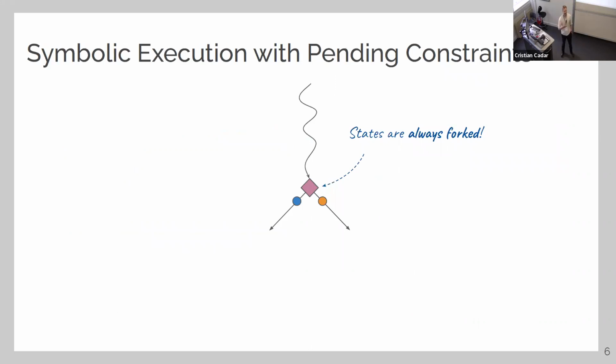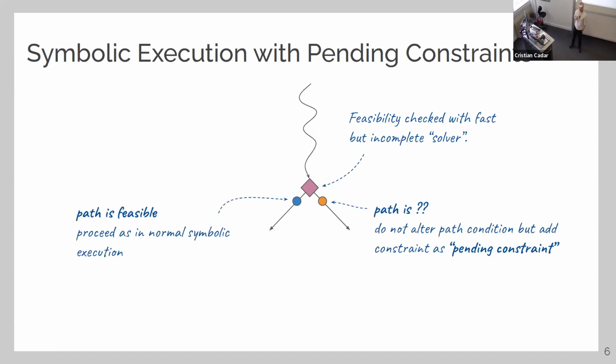So that's where basically pending constraints come into play. What we do is we reverse two operations. So first, we fork, and then we use a fast but incomplete solver to do the feasibility checks. As that one is incomplete, we basically have two cases that we need to handle. The first one is our incomplete solver says that the path is feasible, and then we continue as usual symbolic execution. And then we have cases where we just don't know if the path is feasible or infeasible. And in that case, we do not alter the path condition. We just take the constraint and append it as a pending constraint. We just don't know. And then that state becomes a pending state.